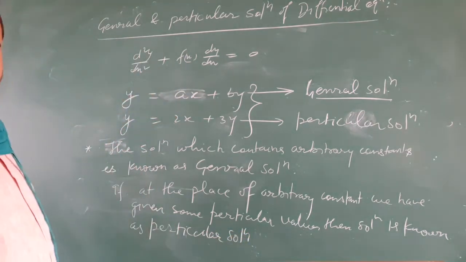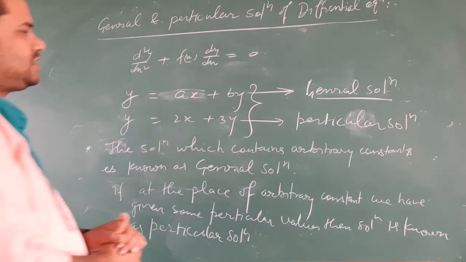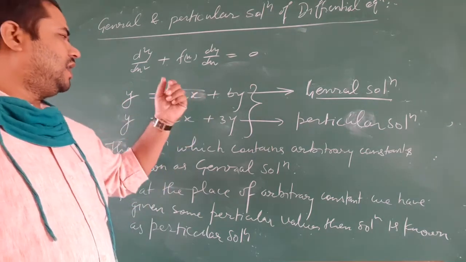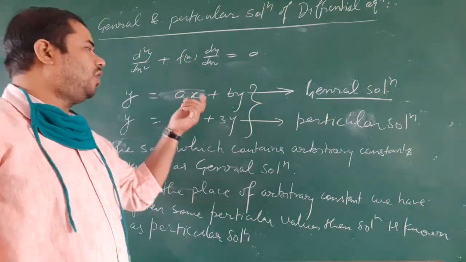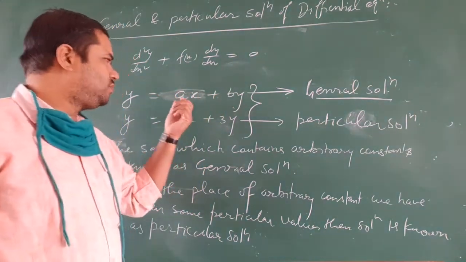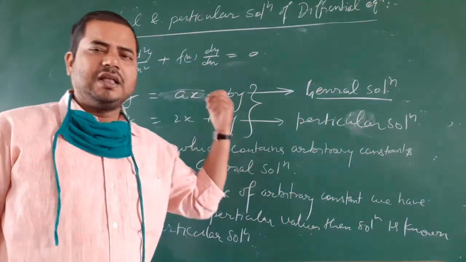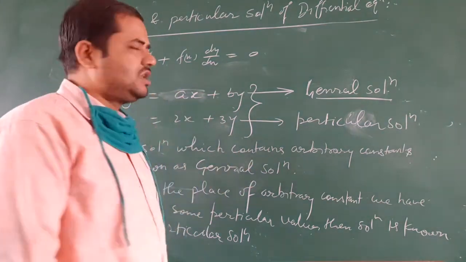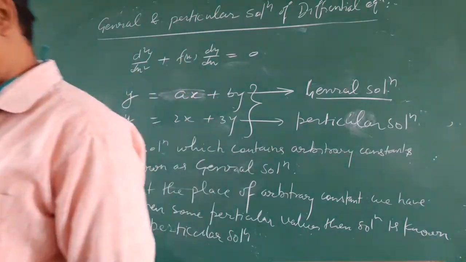And one more important thing, maybe some questions are there. After I teach the formation of differential equation, which I have already told you, the number of arbitrary constants depends on the order of the differential equation. If there are two arbitrary constants, that means the differential equation is of order 2. But if there is only one arbitrary constant, the order of the differential equation is 1. That means the order of differential equation depends on the number of arbitrary constants.